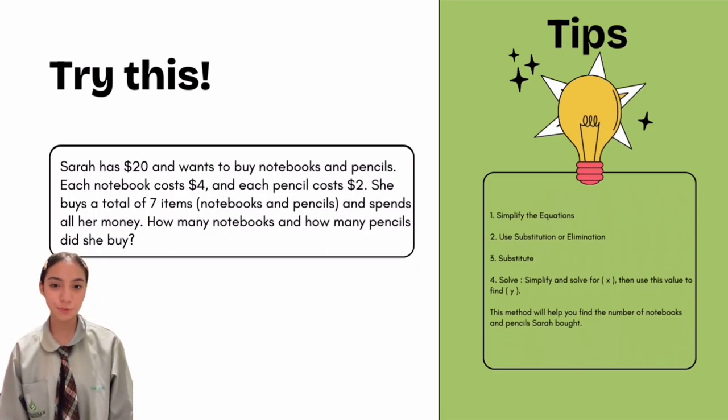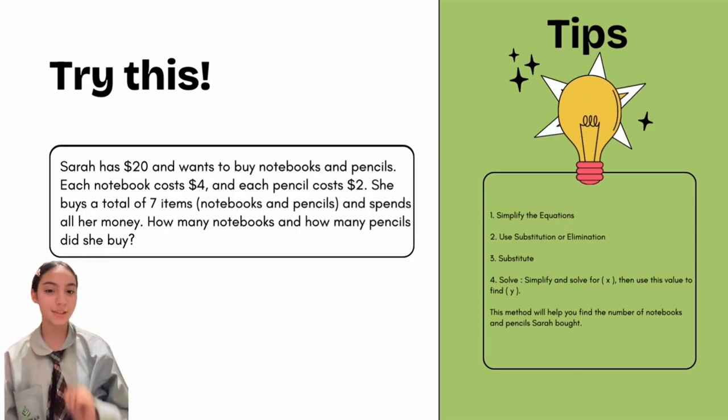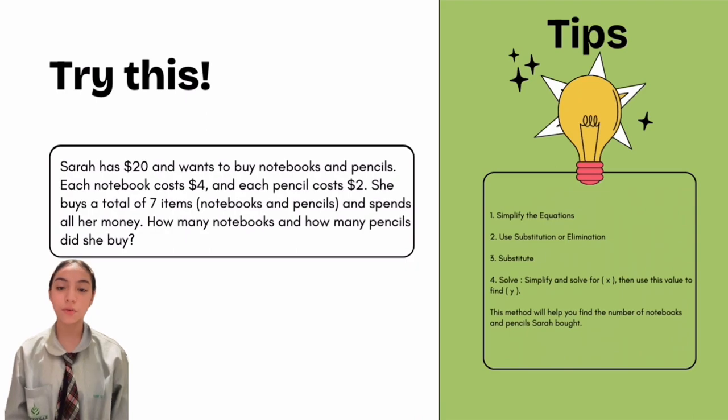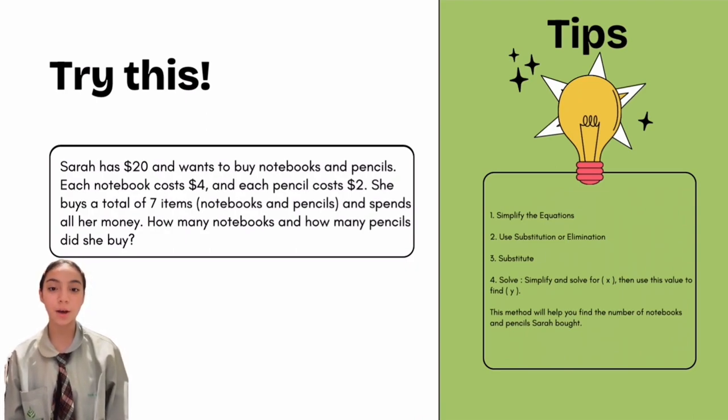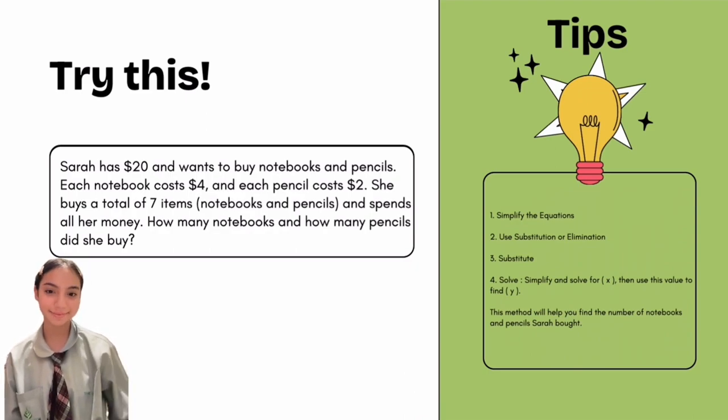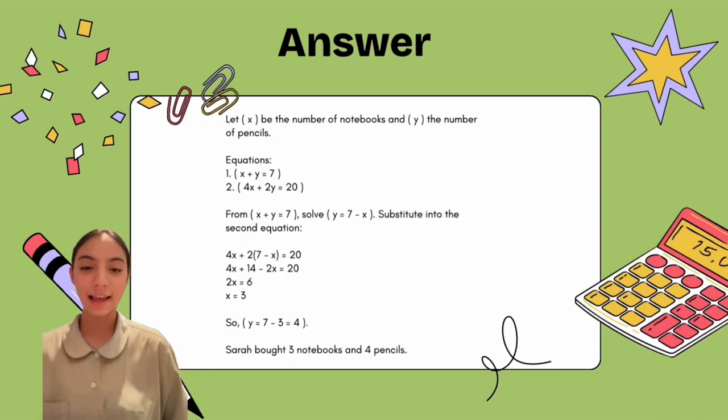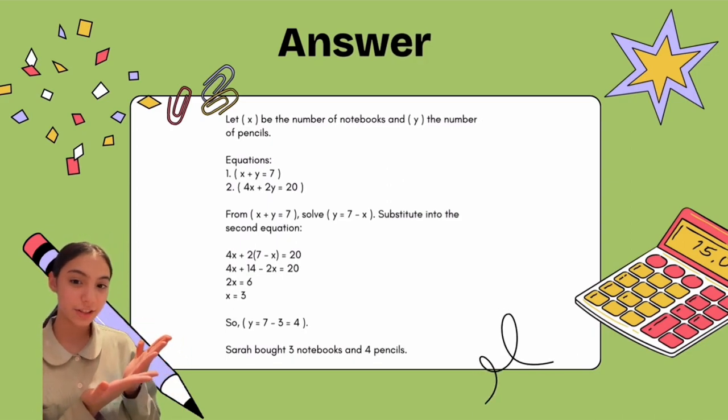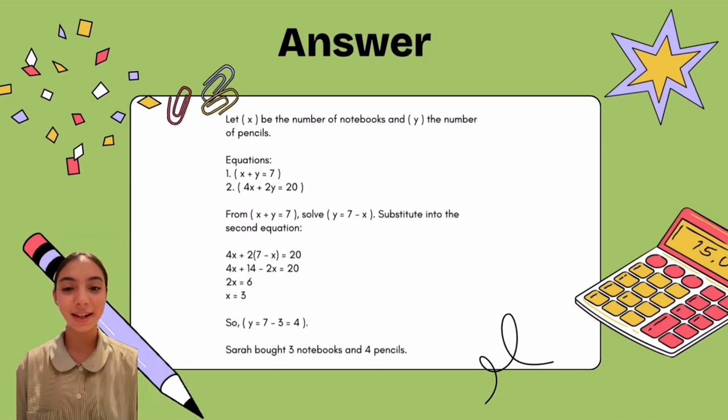And the tips for this question are: 1. Simplify the equation. 2. Use substitution or elimination. 3. Substitution. 4. Solve. Simplify and solve for x, then use this value to find y. This method will help you to find the numbers of notebooks and pencils that Sarah bought. And this is the answer. Next, T is going to clearly explain to you how to do the problem.